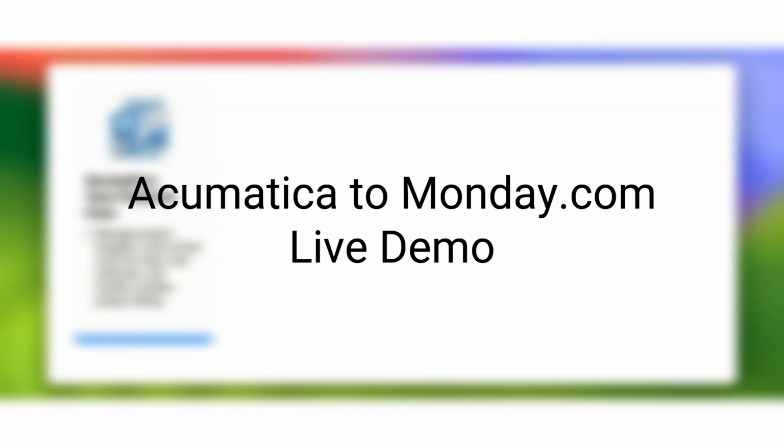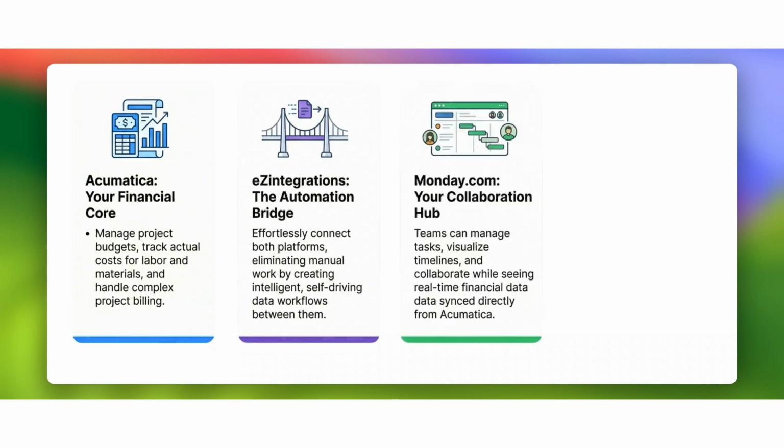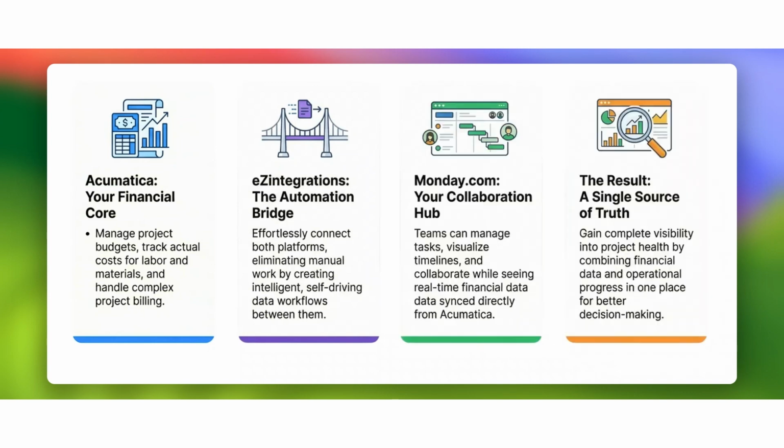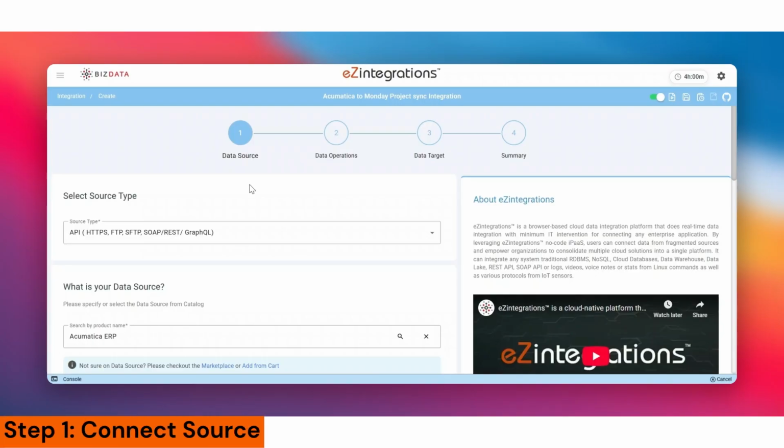In this demo, I'll walk through how we use eZintegrations to integrate Acumatica projects and project tasks into Monday.com for project tracking. The goal of this integration is to automatically create and maintain a main project item in Monday, sub-items for each Acumatica project task, and keep everything in sync without duplicates, using an upsert approach. Let's get started with the technical flow.